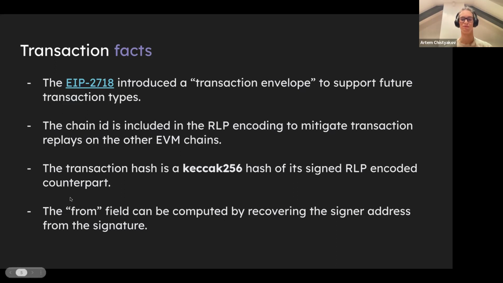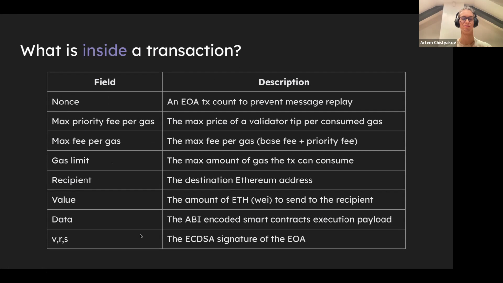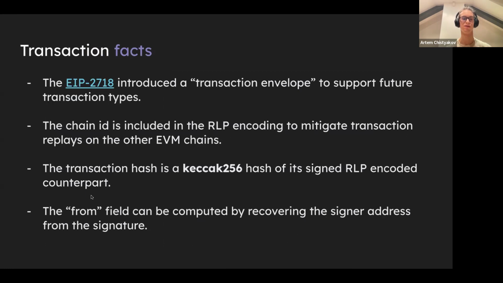Then, if you were attentive enough, you would notice that in this table, the from parameter is missing. So why is it like that? Because the from parameter can be actually deduced from the signature itself. Because ECDSA signatures support recovery. That means that from the signature, you can identify who actually signed the data by providing the signature and the data they signed. And if everything is fine, you'll receive the account that made the signature.